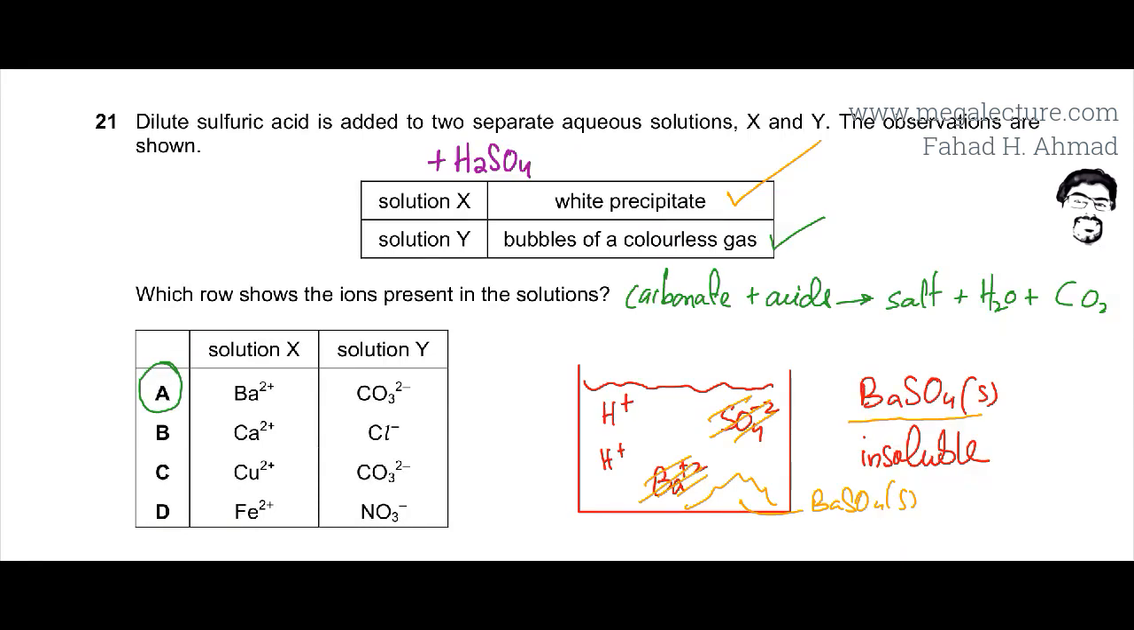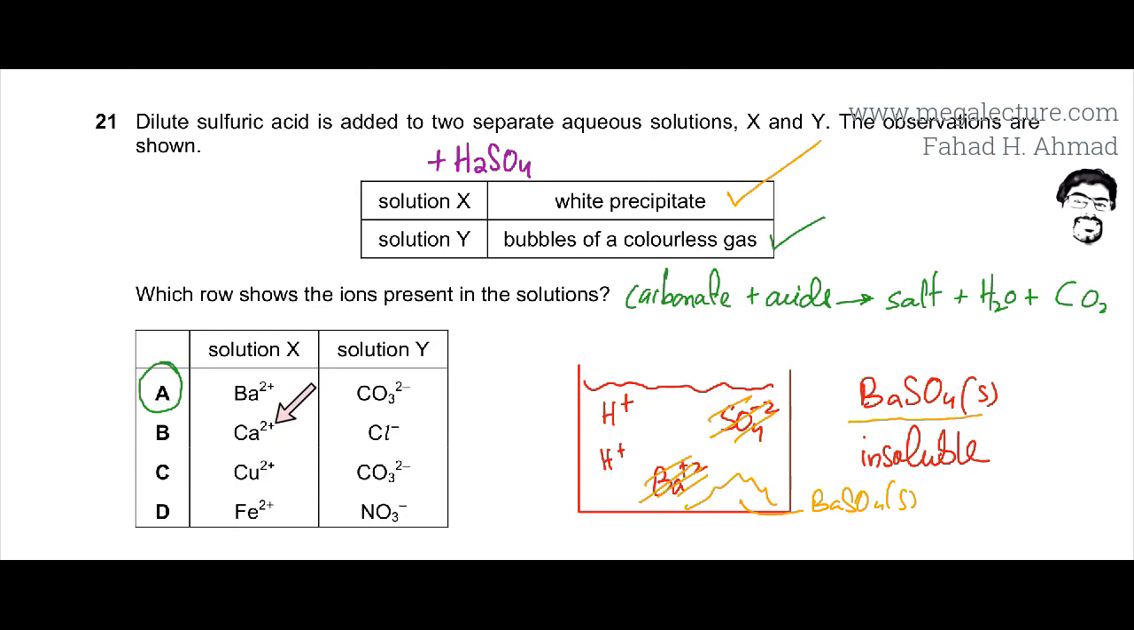But I'll also comment on the other options. For example, C and D can't be correct because copper and iron are transition metals. So if they end up forming a precipitate, a solid, just like barium over here, that is going to be a colored compound. It's not going to be a white precipitate. So transition metals can't be present, since we need a white precipitate.